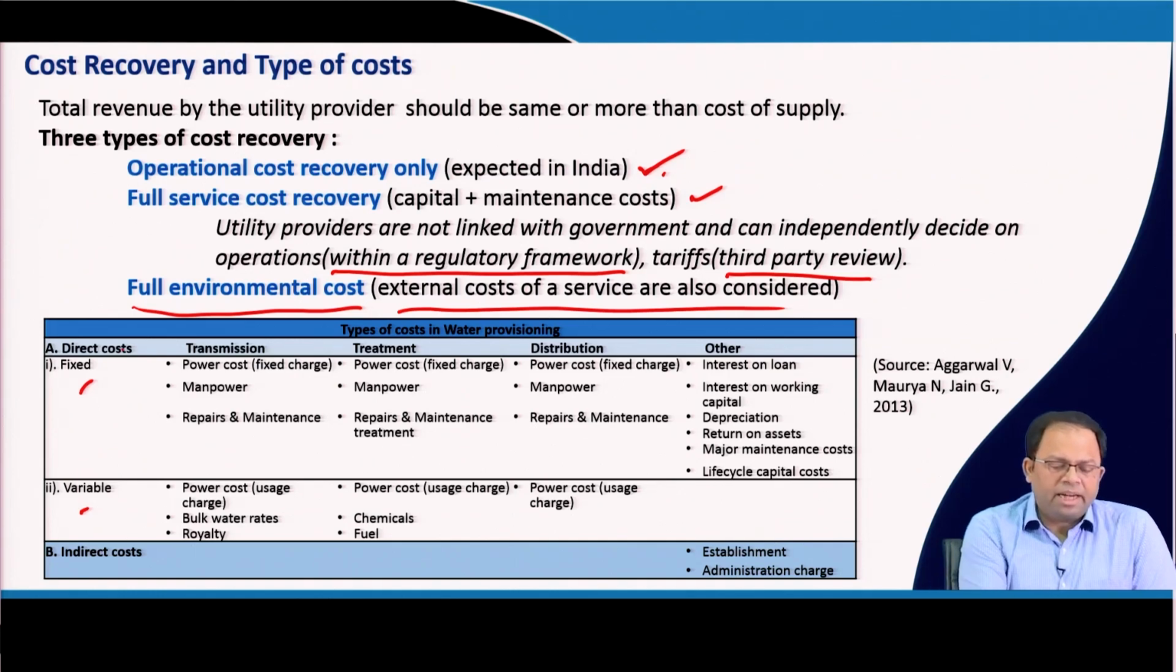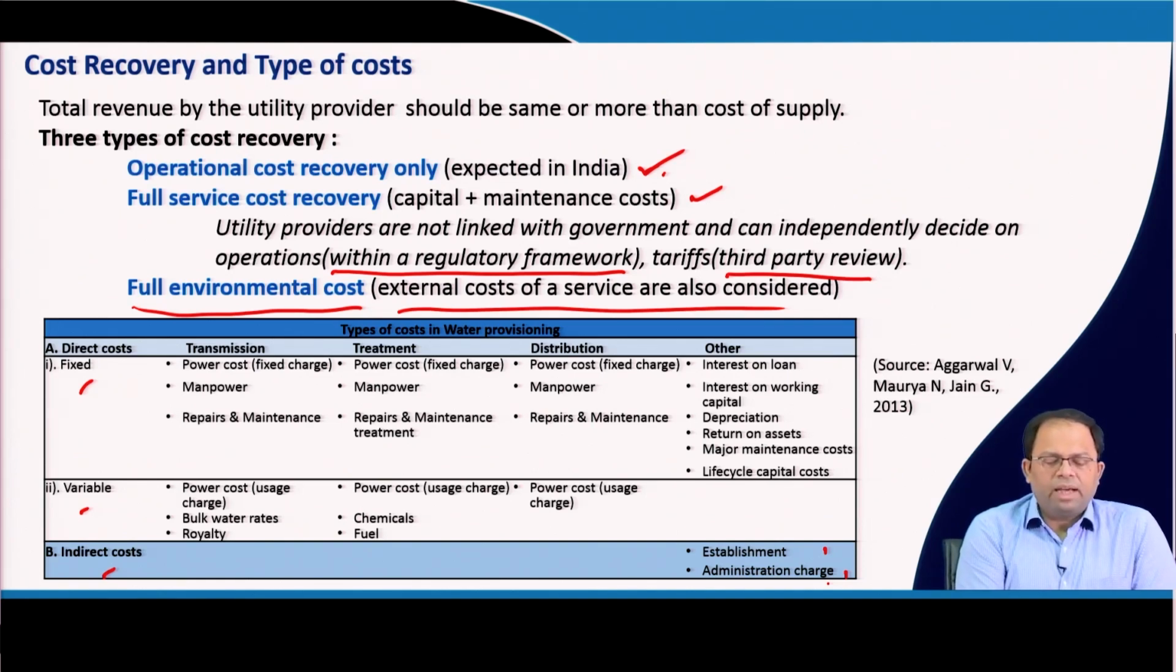And then there are both direct costs and indirect costs. Direct cost is related to the water that is being supplied, and indirect cost is like establishment charges and administration charges, which are indirect costs, but which are also part of the overall cost structure. So let us look at the different kinds of costs.